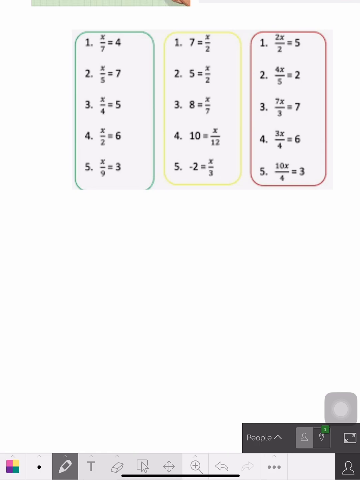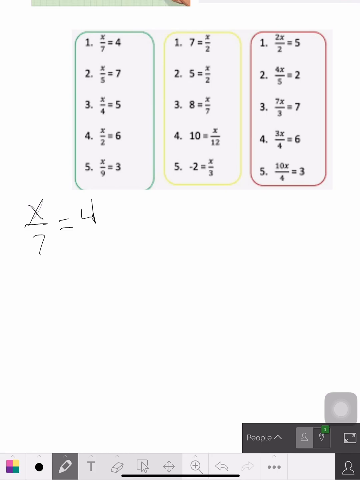Okay, so let's do this first one. x over 7 equals 4. What you have to do here, of course, is get the x by itself.